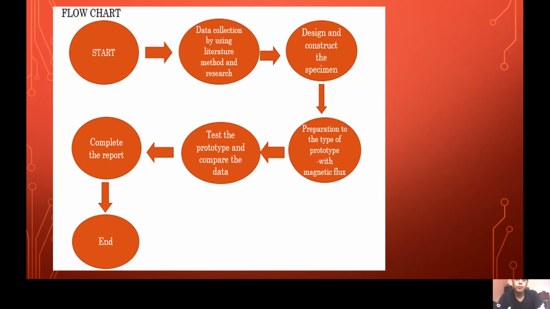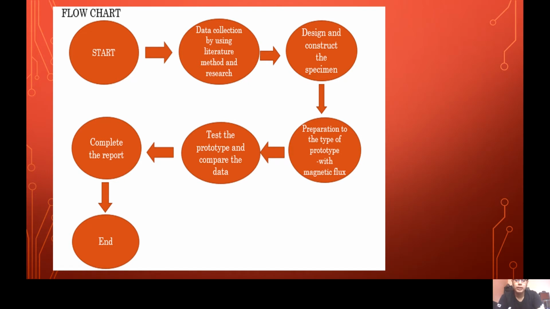Now I want to talk about my flowchart. The title was selected carefully by researching the project and information. The information has to be obtained for the research to be successful. After adequate knowledge has been obtained through literature review, this research can be implemented, starting with designing and constructing the specimen.